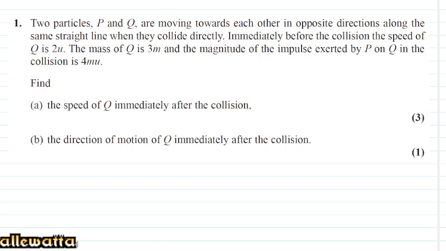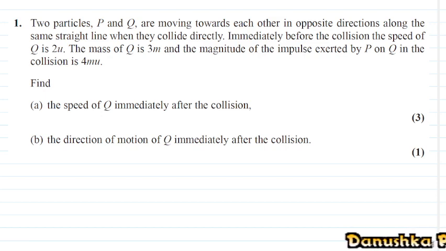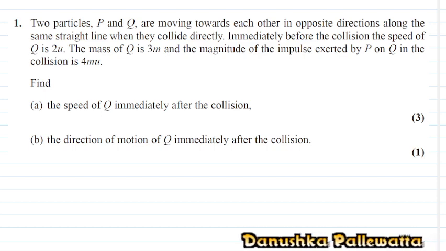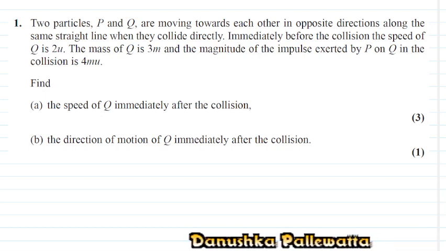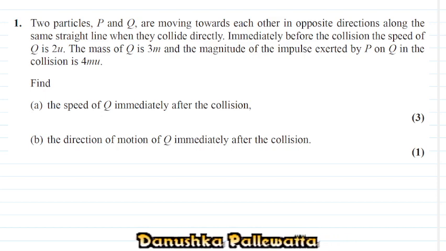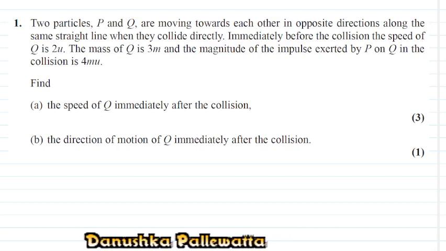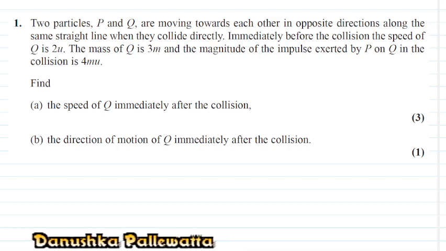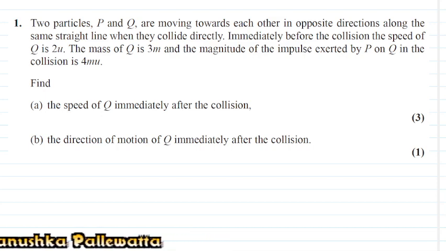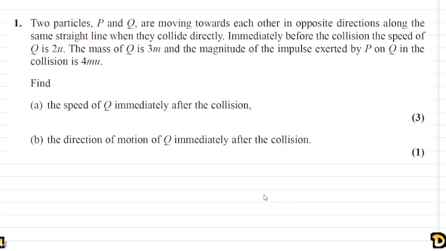So let's read it. Two particles P and Q are moving towards each other in opposite directions along the same straight line when they collide directly. Immediately before the collision, the speed of Q is 2u, the mass of Q is 3m, and the magnitude of the impulse exerted by P on Q in the collision is 4mu. Find the speed of Q immediately after the collision, and the direction of motion of Q immediately after the collision. First of all, let me mark this information in a diagram.